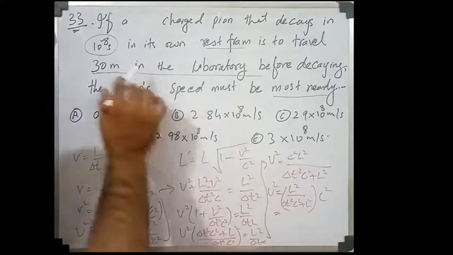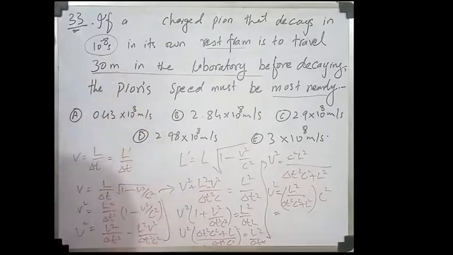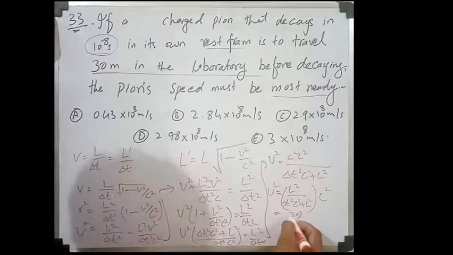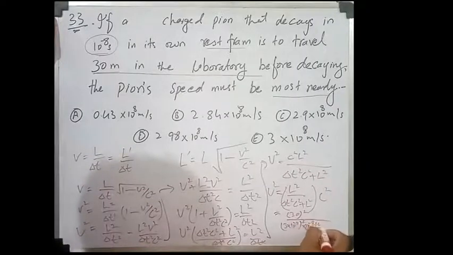Putting all values, L is equal to 30 and t is equal to 10 power minus 8. So v square is equal to 30 square divided by (3 multiplied by 10 power minus 8) square multiplied by c square, where c is 3 times 10 power 8, plus 30 square, all into c square.